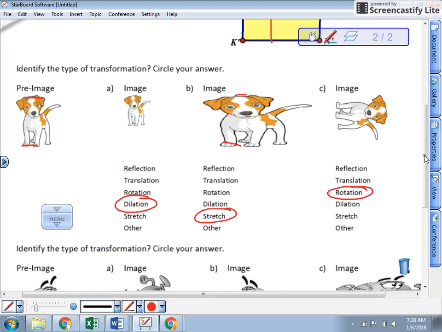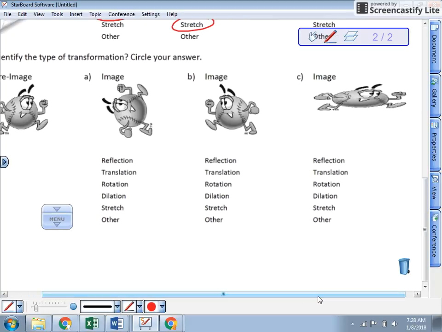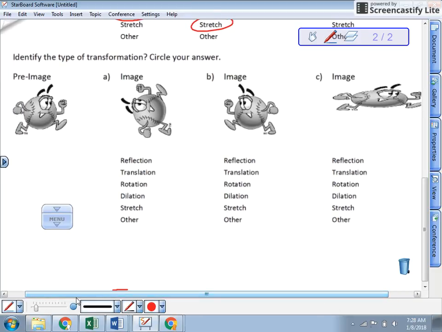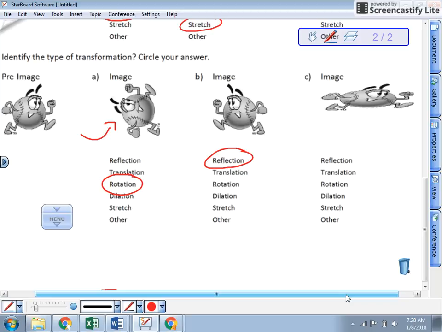Same thing with this one. Here's our pre-image. Identify the images. This one here, you can tell it's been turned, or rotated. Again, we've turned that thing. Here it's looking back at itself. It's being reflected. And then here, this thing is probably about the same height. It looks like it's definitely been a stretch. They've pulled it apart, not very proportional.